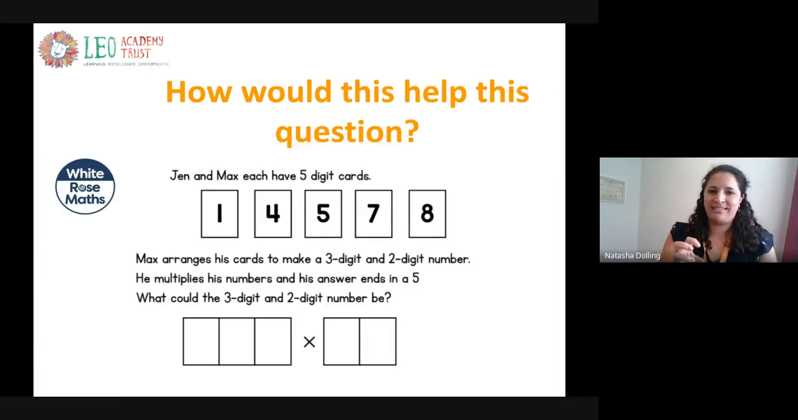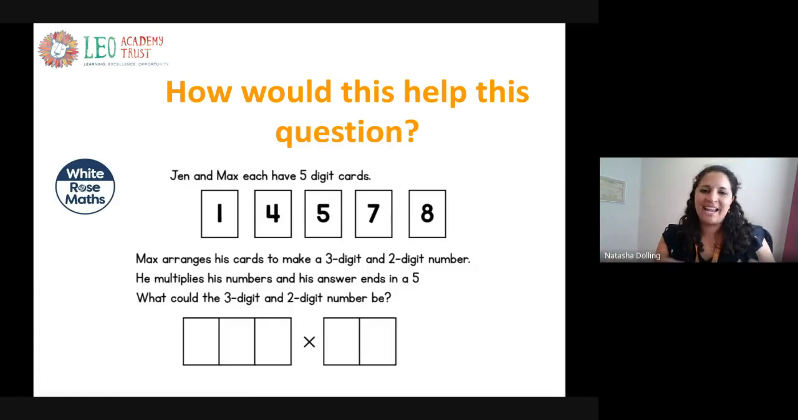So ironically, the child who's been taught to think mathematically actually has to do less maths. They have to do far less 3-digit times 2-digit. They don't even have to work it out because they know a number ending in 5 times an odd number will end in 5. Therefore, they can work out what the possible combinations are.